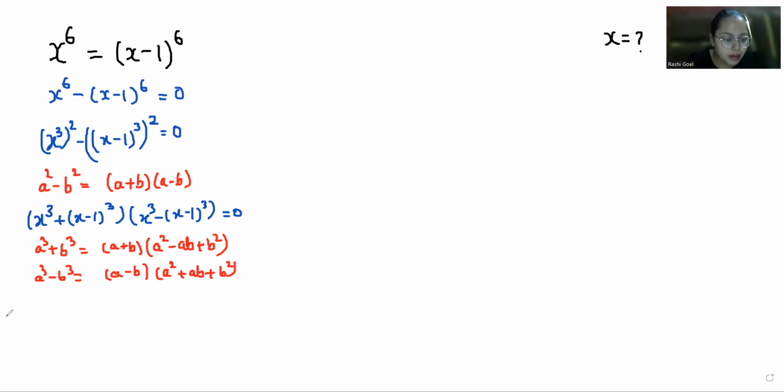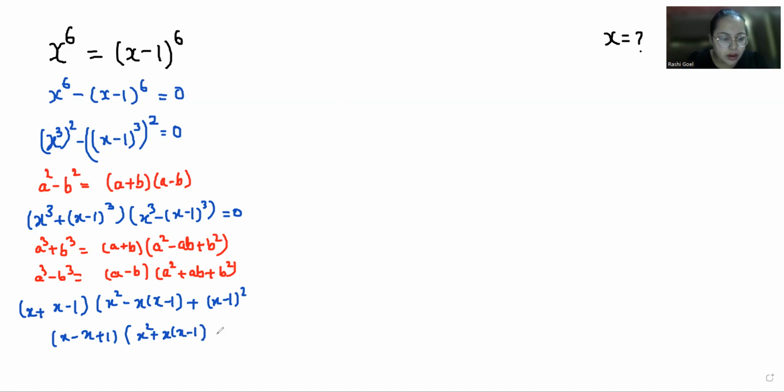Now let's apply. So it becomes, a is x, so (x plus x minus 1) times (a square minus ab, which is x square minus x times (x minus 1) plus (x minus 1) whole square), and the other is (x minus x plus 1) times (x square plus x times (x minus 1) plus (x minus 1) whole square) is equal to 0.